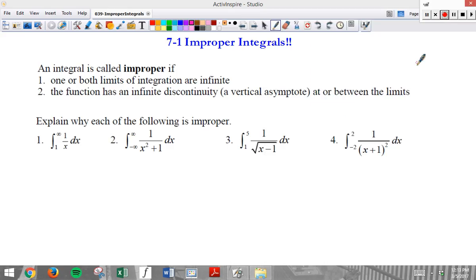All right, today I'm going to be talking about lesson 7-1, improper integrals. The reason for the exclamation marks is that this marks the beginning of BC only topics.